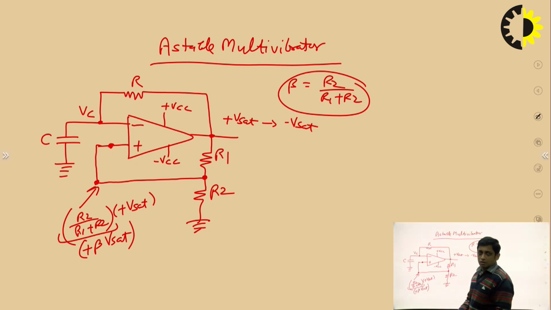So I repeat, when Vc, the capacitor voltage, exceeds plus beta Vset, then the output of the op-amp switches from plus Vset to minus Vset. Reason? Because when Vc exceeds plus beta Vset, at that moment the voltage at the inverting terminal will be higher. And when the voltage at the inverting terminal is higher, the output will be at minus Vset.